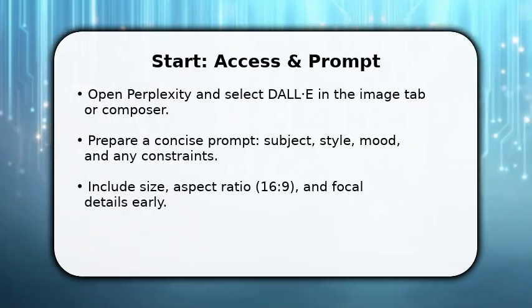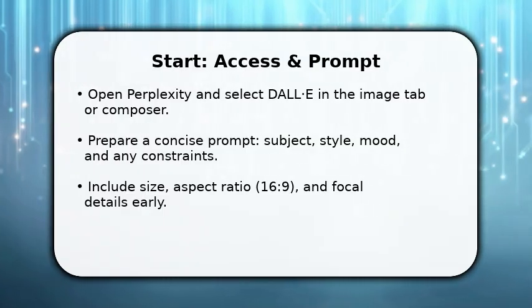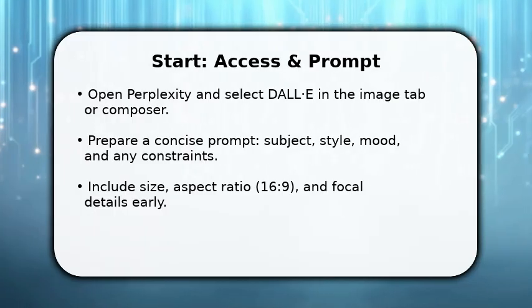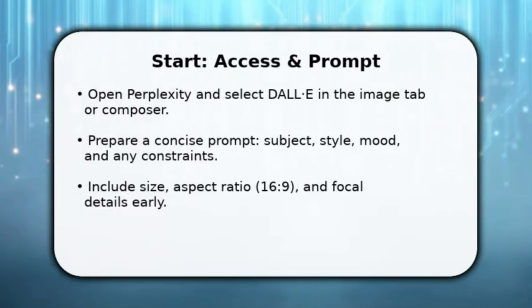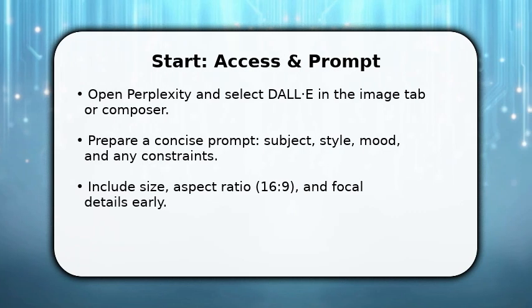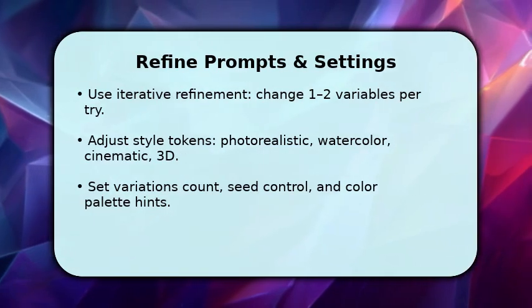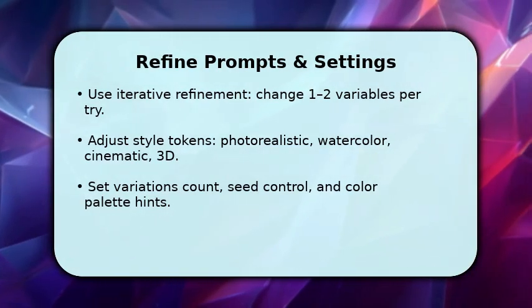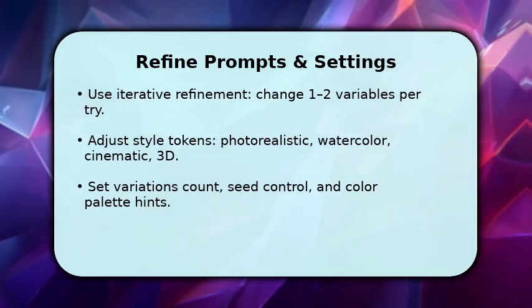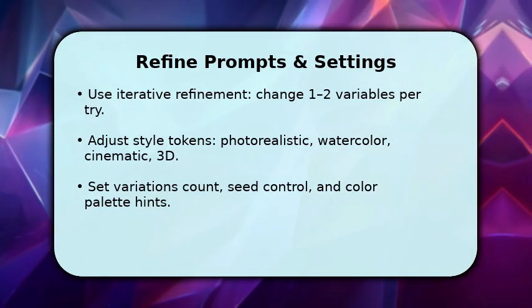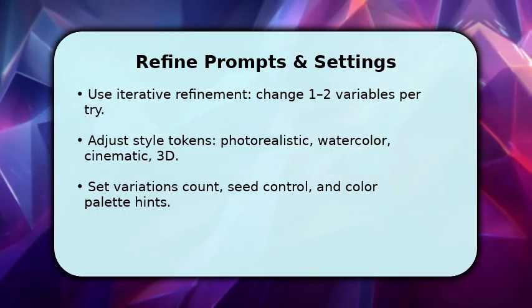Make sure to put prominent attributes first, because shorter key phrases guide composition more effectively than long, vague sentences. Now refine by running iterations and altering only one or two variables at a time. This isolates what changed the image. You'll swap style tokens, photorealistic versus watercolor, or tweak lighting and composition words to see impact.